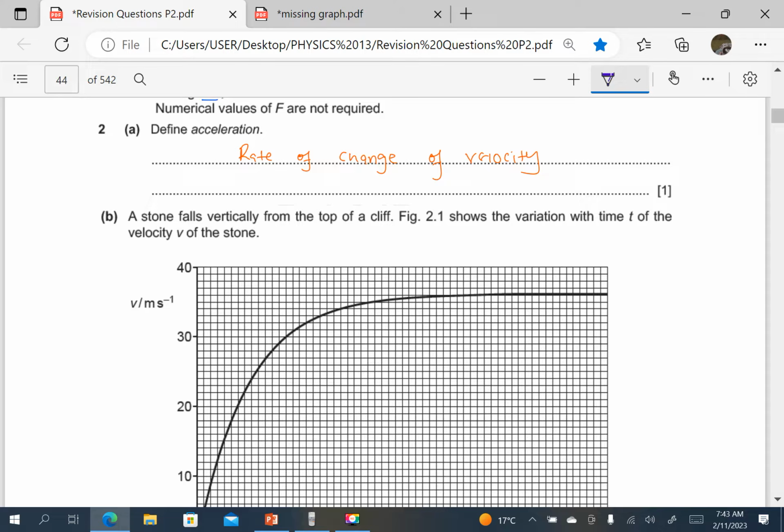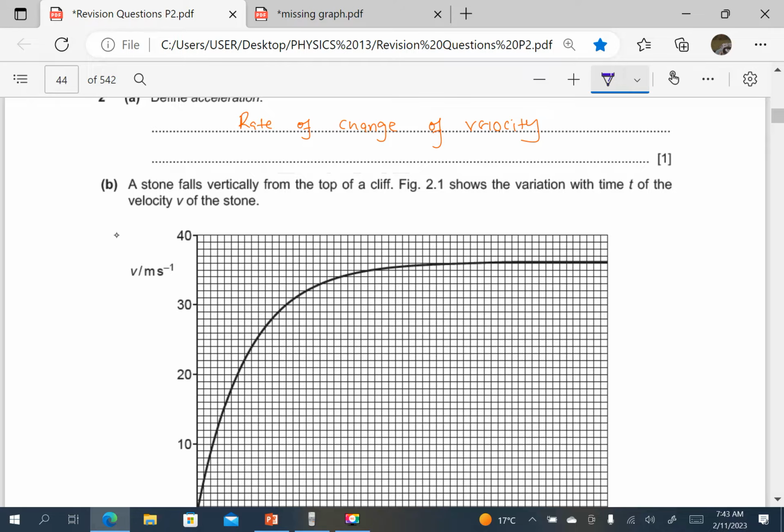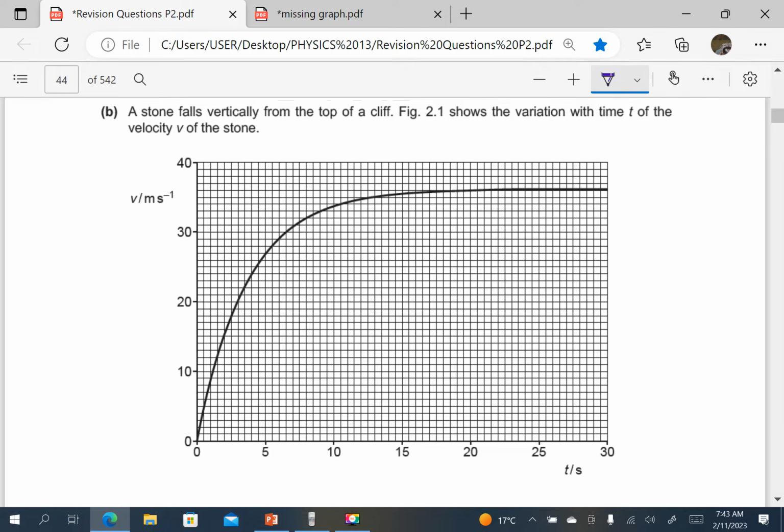A stone falls vertically from the top of a cliff, as shown in the figure. The variation with the time t of the velocity v of the stone is shown. So we are seeing that the velocity increases and then it becomes constant at some time. Let's see what the constant velocity is. Of course, the constant velocity is around here. And I think the scale on the vertical is 10 divided by 10, which is 1. So this is 1, 2, 3, 4, 5, 6. So that is 36.